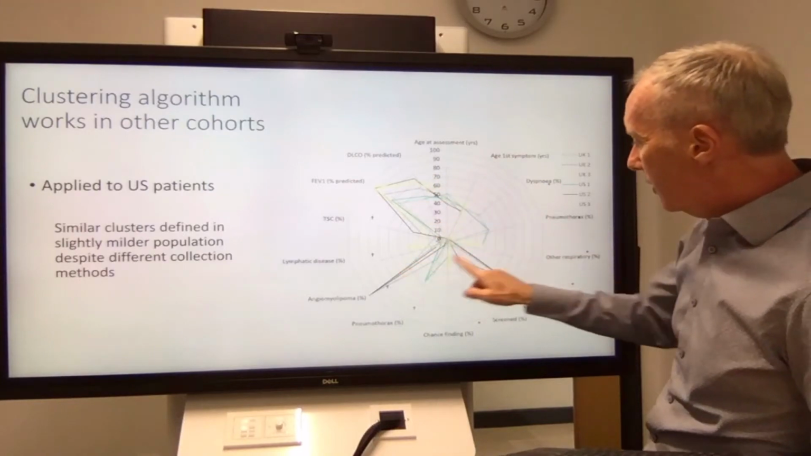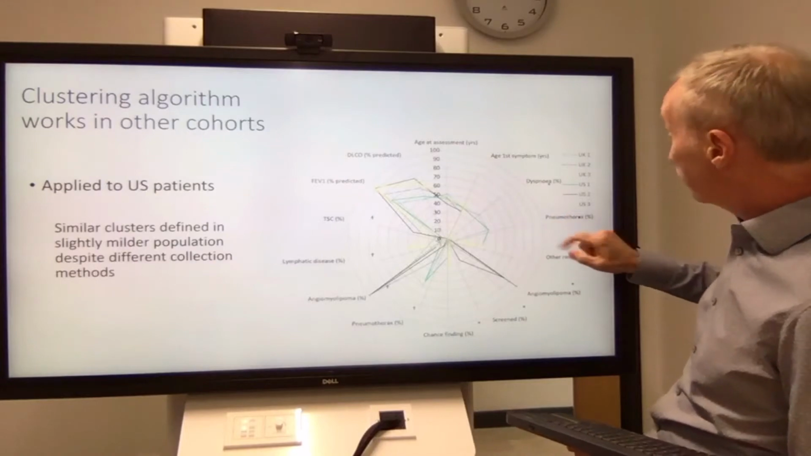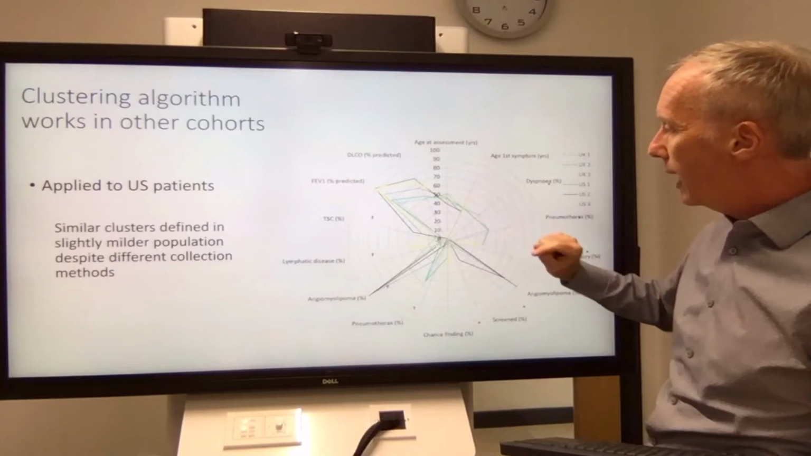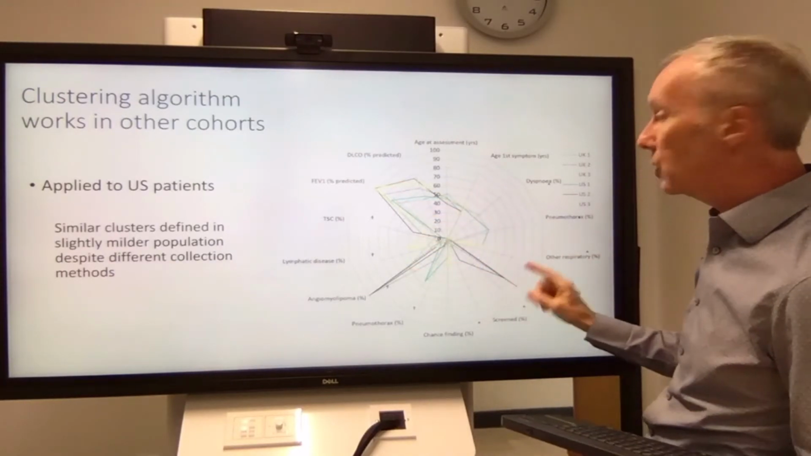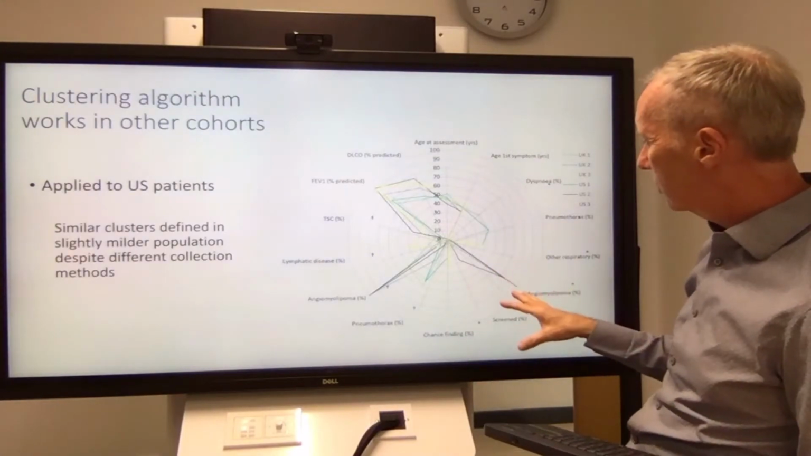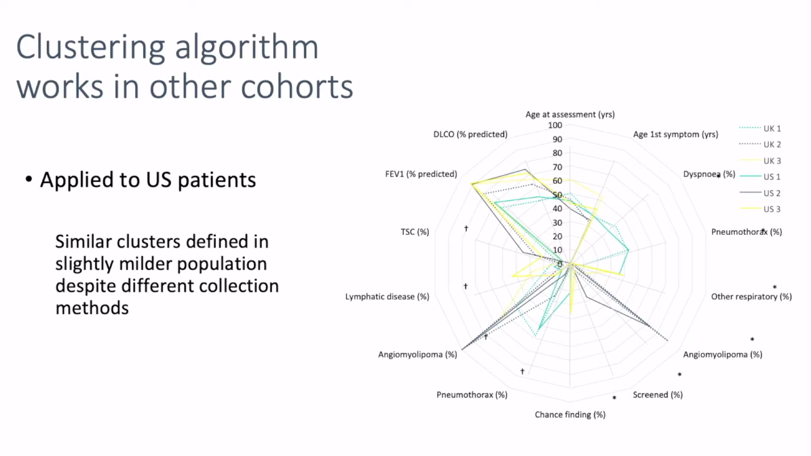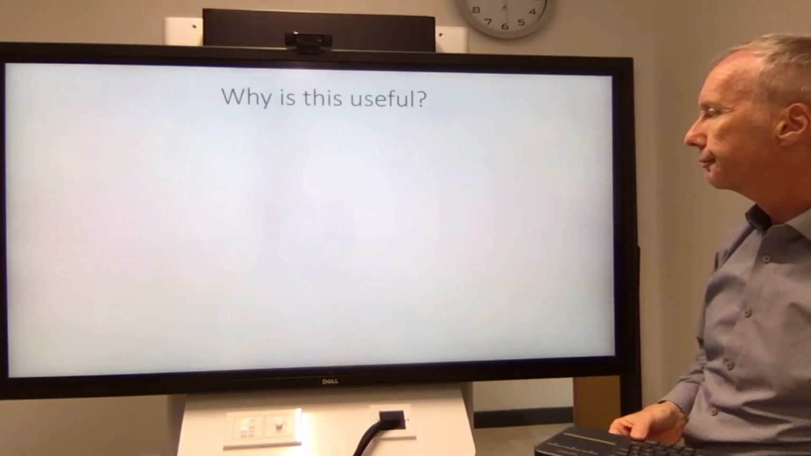This figure shows the UK clusters 1, 2, and 3 in the dotted lines, and the same colour in the full lines are the American clusters. Basically, the closer they lie over each other, the better the agreement between clusters. Apart from angiomyolipoma, the agreement between the cluster separation is pretty good in the American and the UK cohort. So that gives us confidence that this is a valid technique.